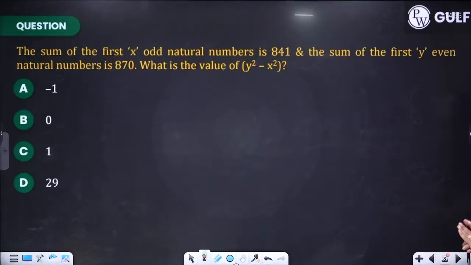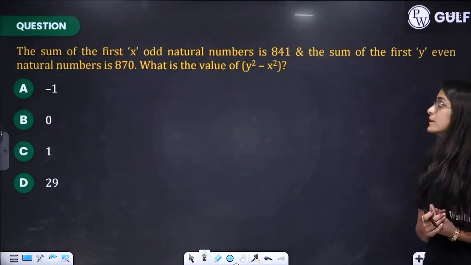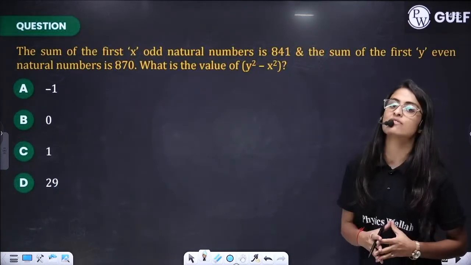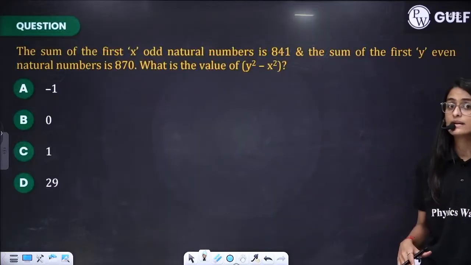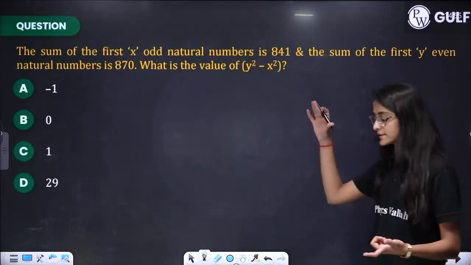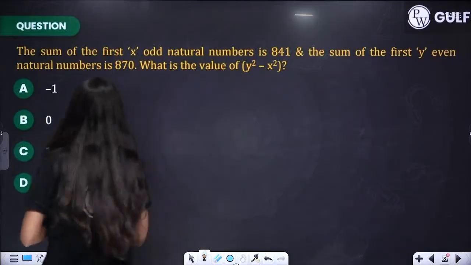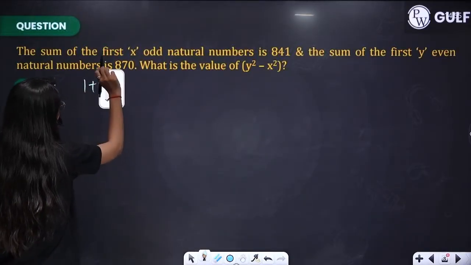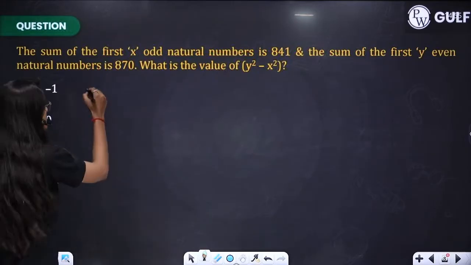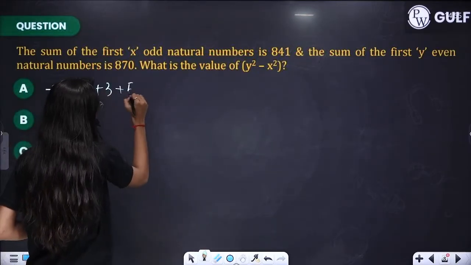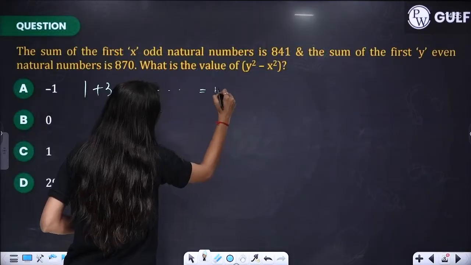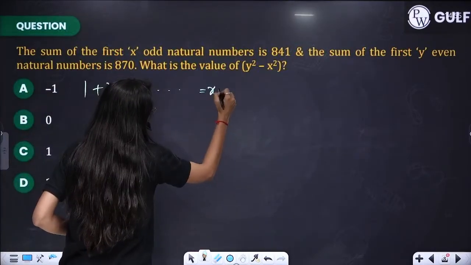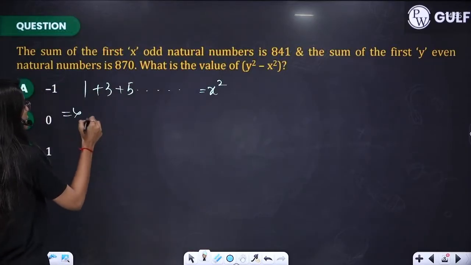Moving forward, the sum of first x odd natural numbers is equal to 841, and the sum of first y even natural numbers is equal to 870. Then we have to find the difference of y square and x square. So here we all know that if I do the summation of odd natural numbers, 1 plus 3 plus 5 up to n, it's n square. But in our case it's x odd numbers, so I'm taking it as x square, and it's already been provided.